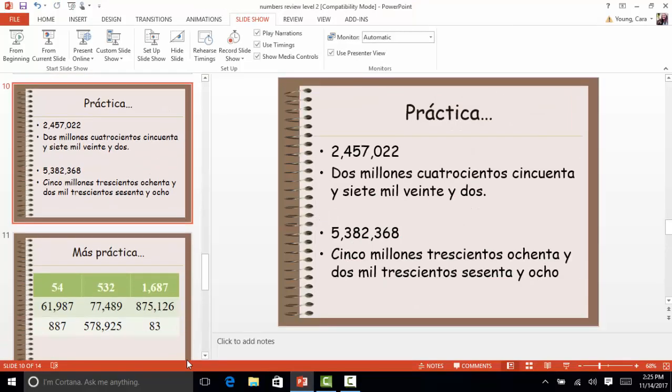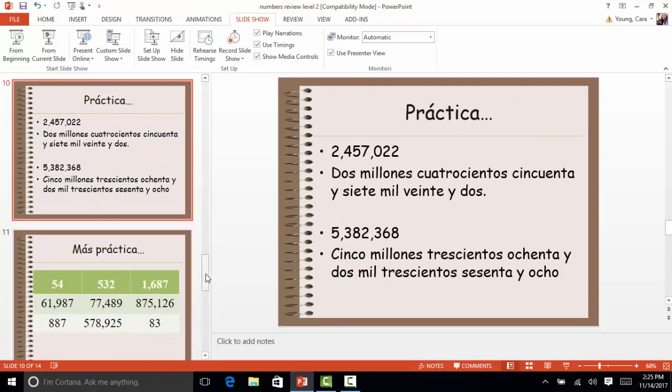Okay, so that is enough for today. We will do some more practice of numbers in class. So please come prepared with any questions that you might have about how I wrote any of these numbers.